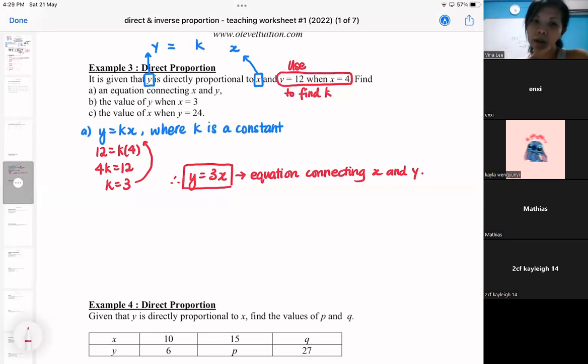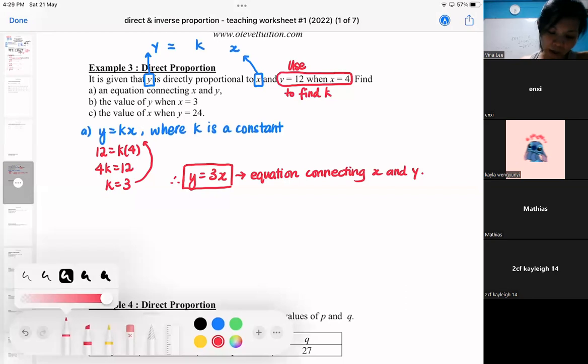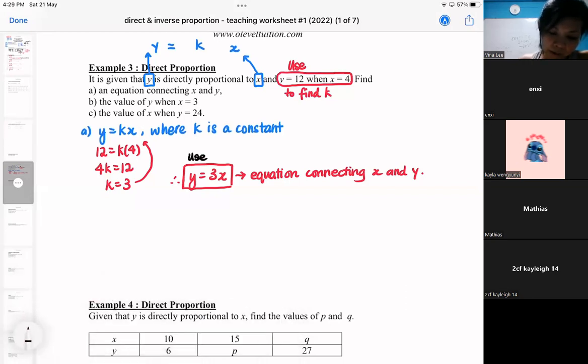So this is the part, Kaylee, where you've got to be careful. If you are the kind that is very, very careless, your K is found wrongly, and subsequent B and C, you got it wrong, because we are going to use this for B and C. This will be the formula that carries on answering the whole question. If the whole question is 5 marks and your equation is wrong, the 5 marks will be gone.